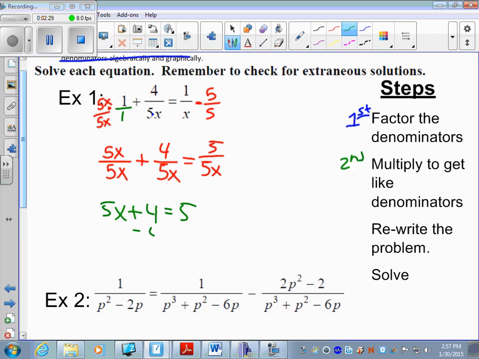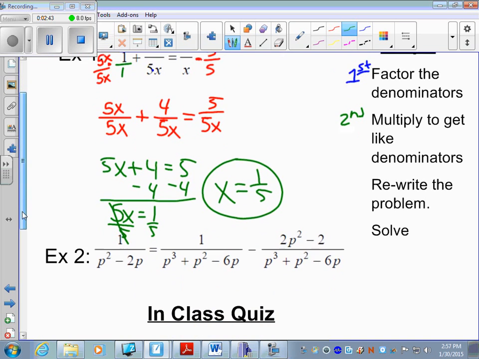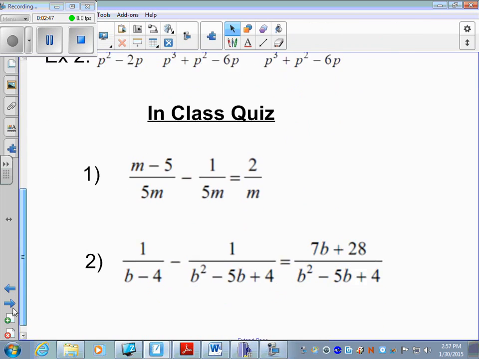So subtract 4. Divide by 5, and my solution is x equals 1/5. Done. Moving on to the second example. So there's my in-class quiz. I'm going to tell you a little bit about that later.